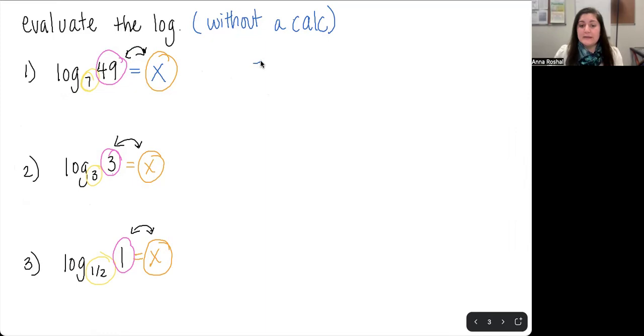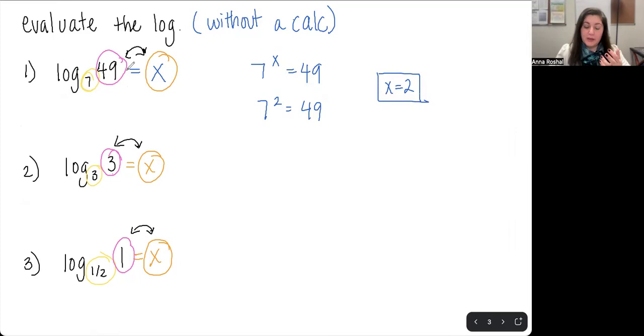So this is going to be 7 to the x power is 49. I know from doing math for however many years I've done math, and you know from doing math for however many years you've done math, that 7 to the second power is 49. So therefore, I know x equals 2. Now, because I've done so many of these problems, I can just look at it and be like, oh, I know it's 7 to the second power is 49.